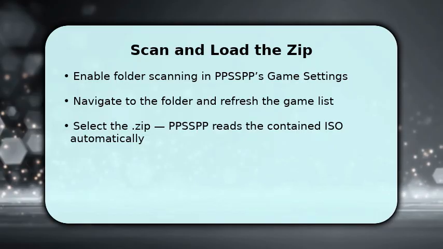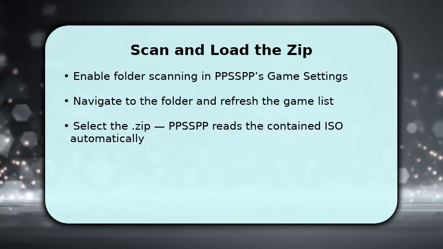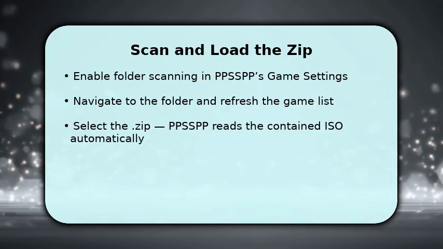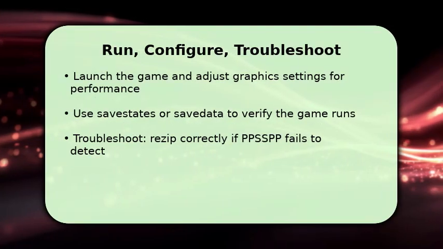When you select the title, the emulator mounts the ISO inside the archive and begins loading. If loading stalls, back out and confirm the zip contains a single ISO/CSO file at the archive root. Launch the game and immediately check performance.